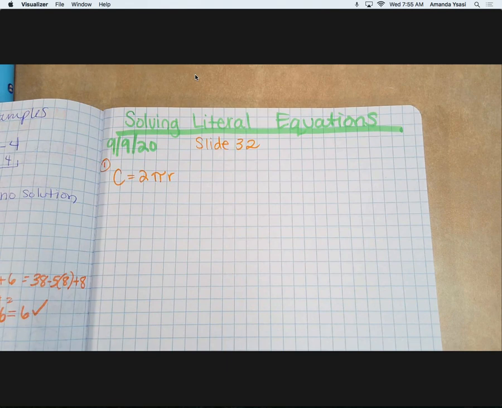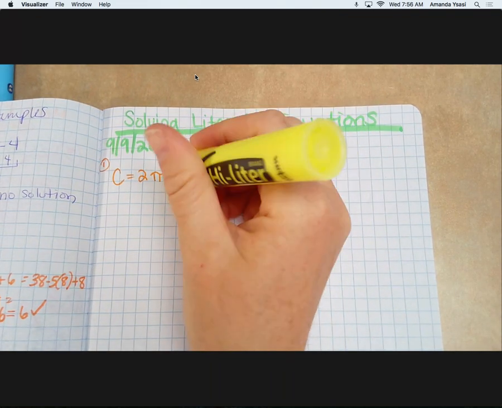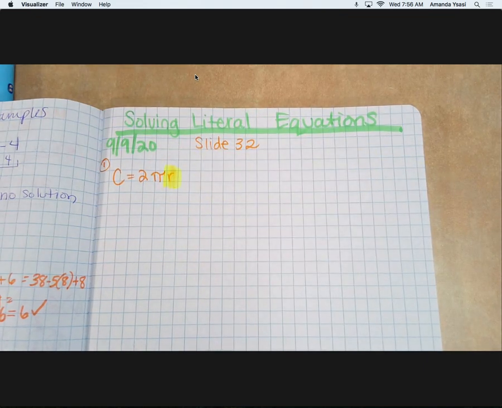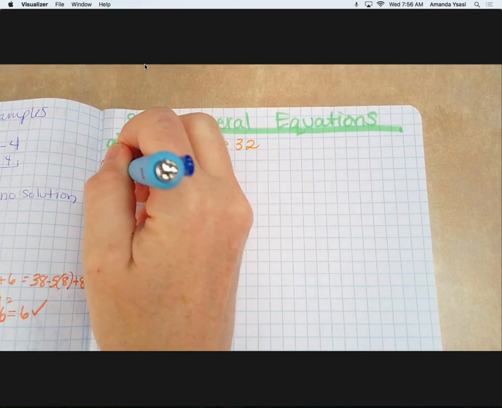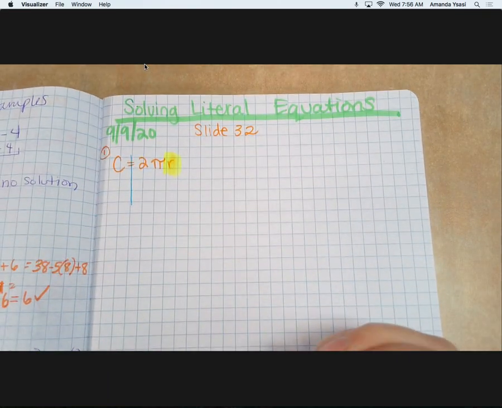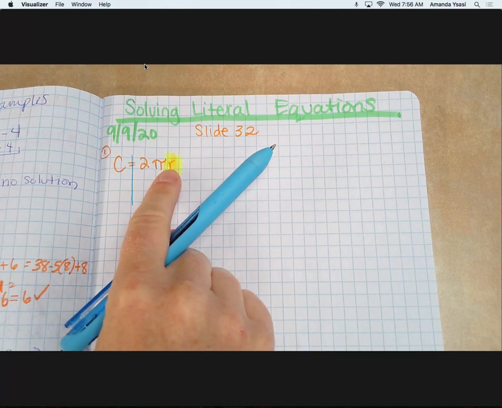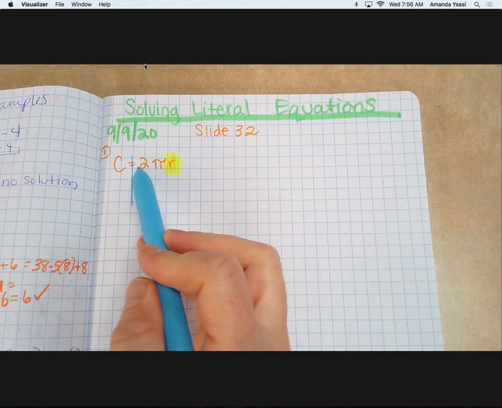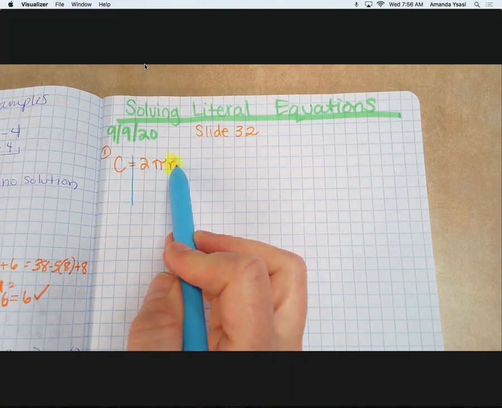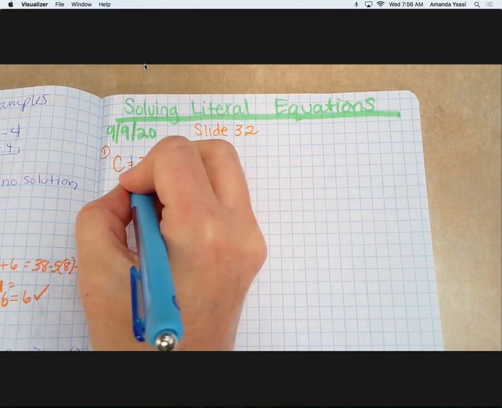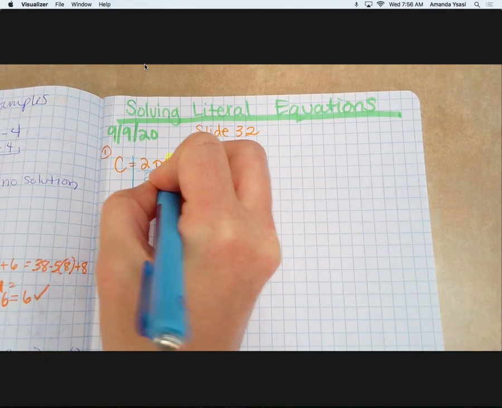What I like to do is highlight the variable that I'm solving for. So I'm solving for R. I need to move everything to the other side except for the R. Okay, so draw your line down your equal sign. I need to get R by itself. So what's keeping R from being by itself? 2 and pi. What operation is happening between 2, pi, and R? Multiply. So what's the opposite of multiply? And I can divide by both of them at the same time.